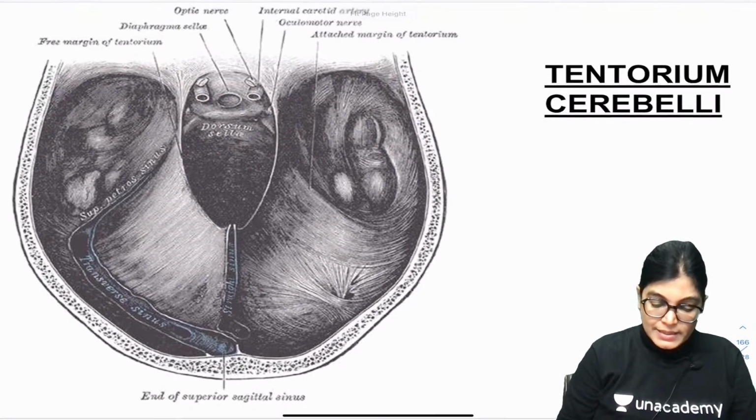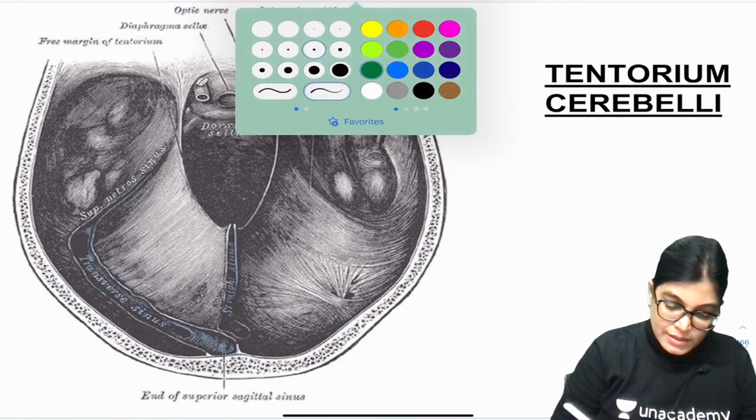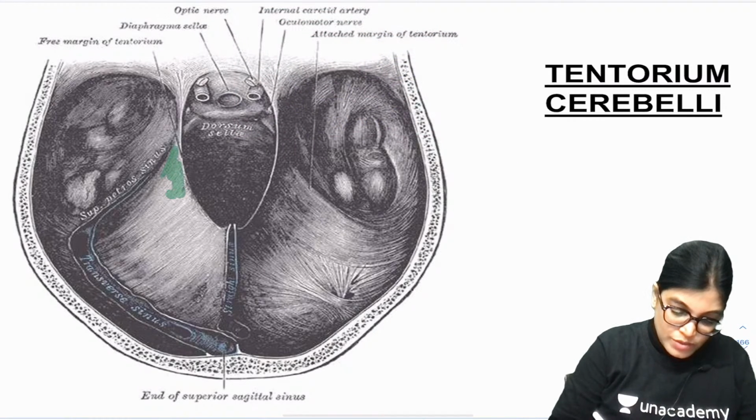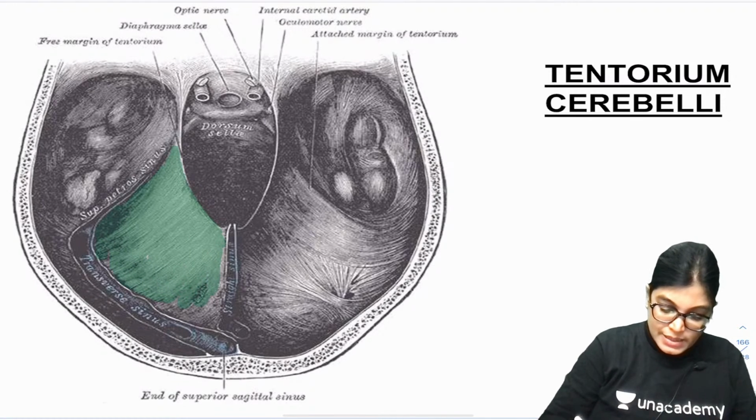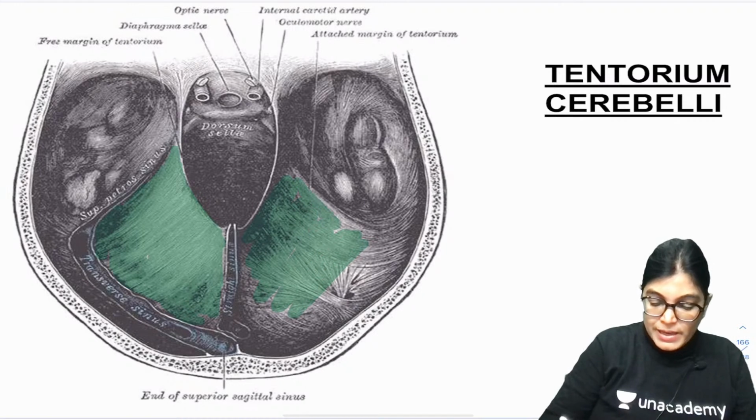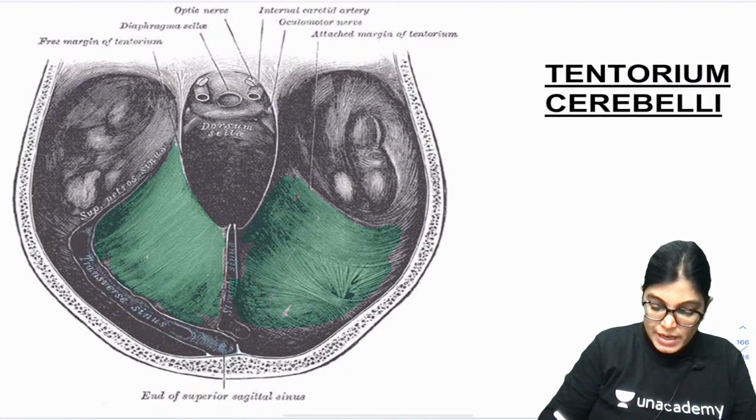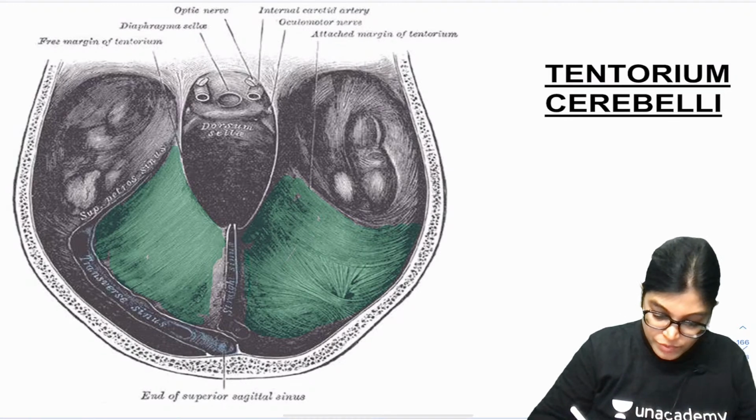So again let me highlight this diagram. Here I would like to use a green color. Can you see this tent like fold which is shown to you? This tent like fold is the tentorium cerebelli. This tentorium cerebelli is forming the roof of the posterior cranial fossa.